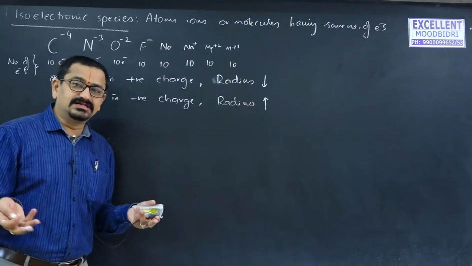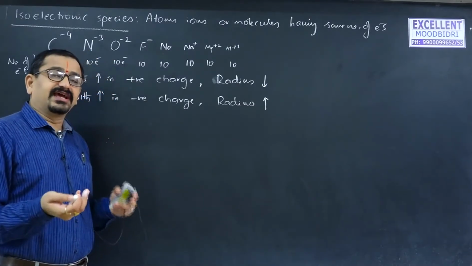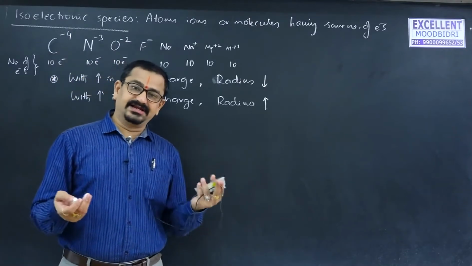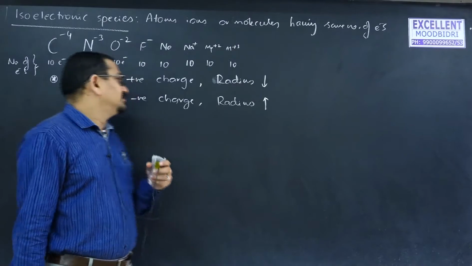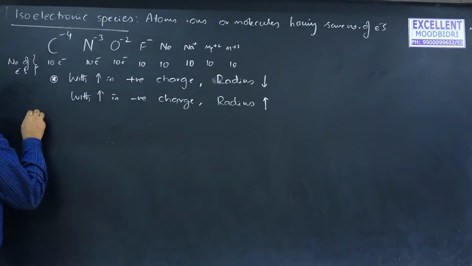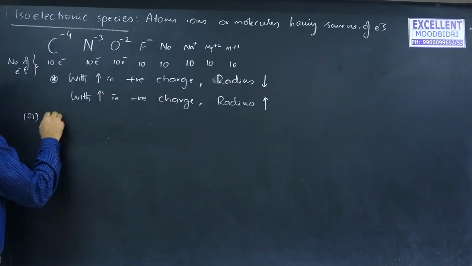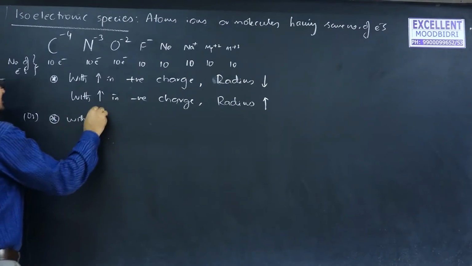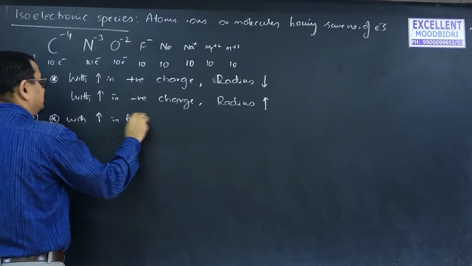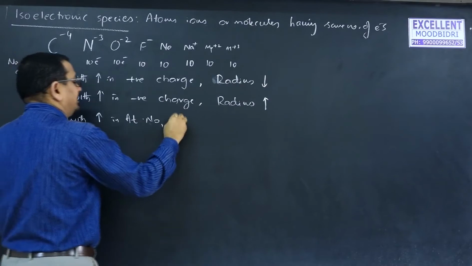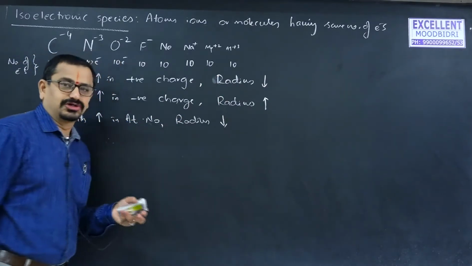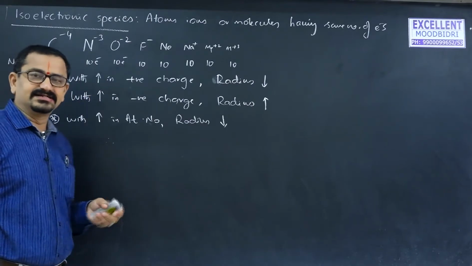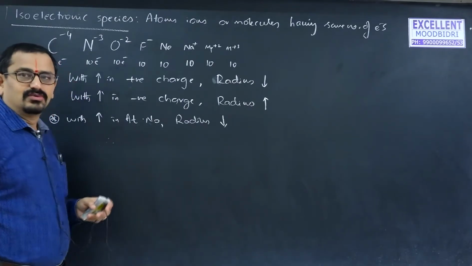And obviously we have learned in the previous session, the size of a cation is smaller than its parent atom, and the size of an anion is larger than its parent atom, right? So, these are the points. Or another shortcut is there. With increase in atomic number, radius decreases. This is another shortcut we can remember.